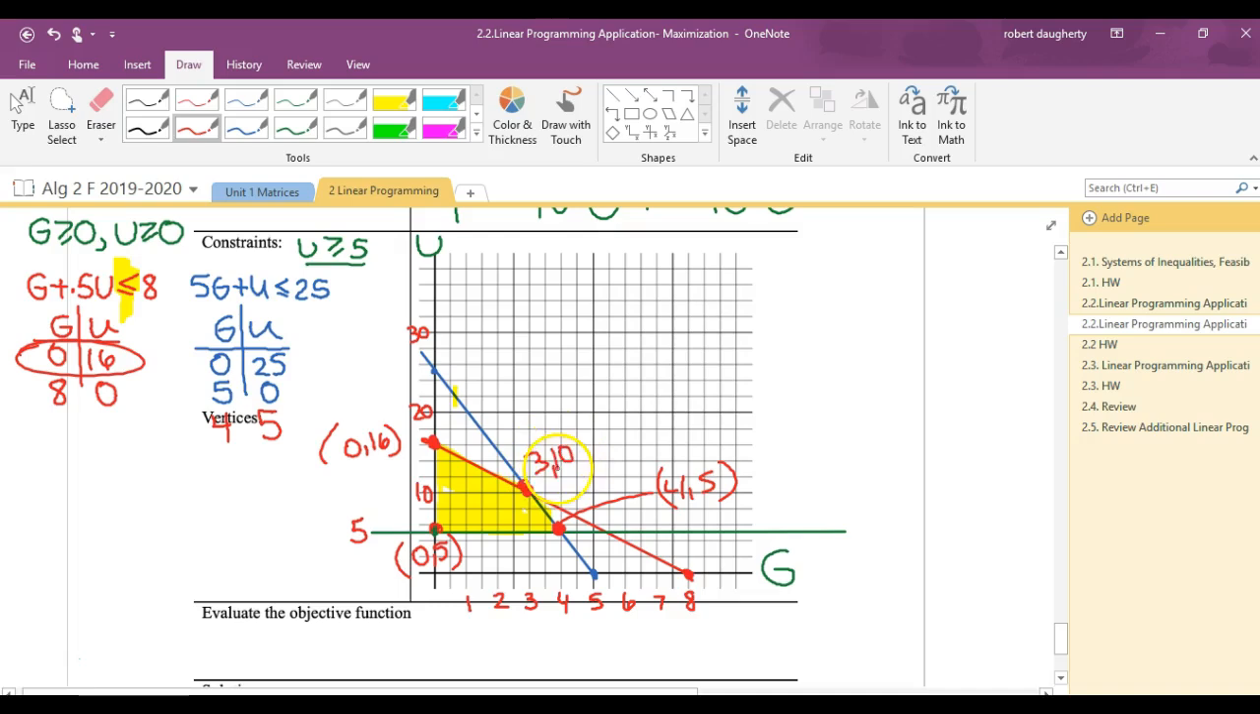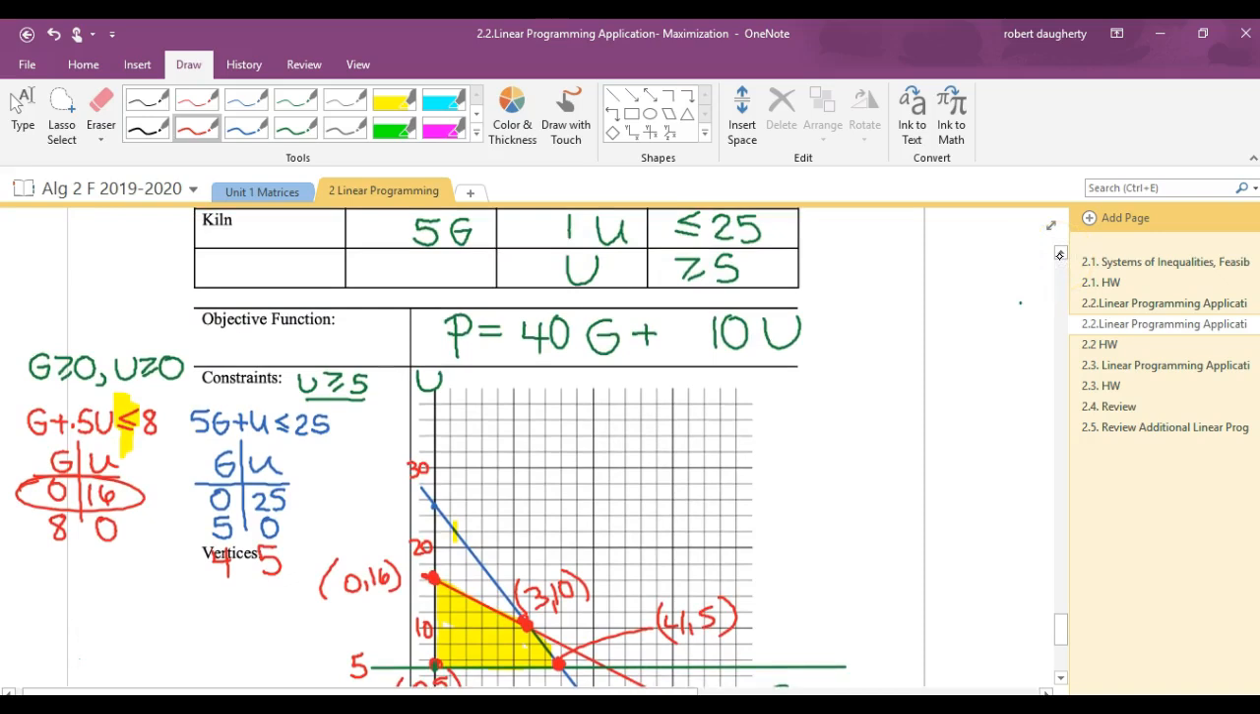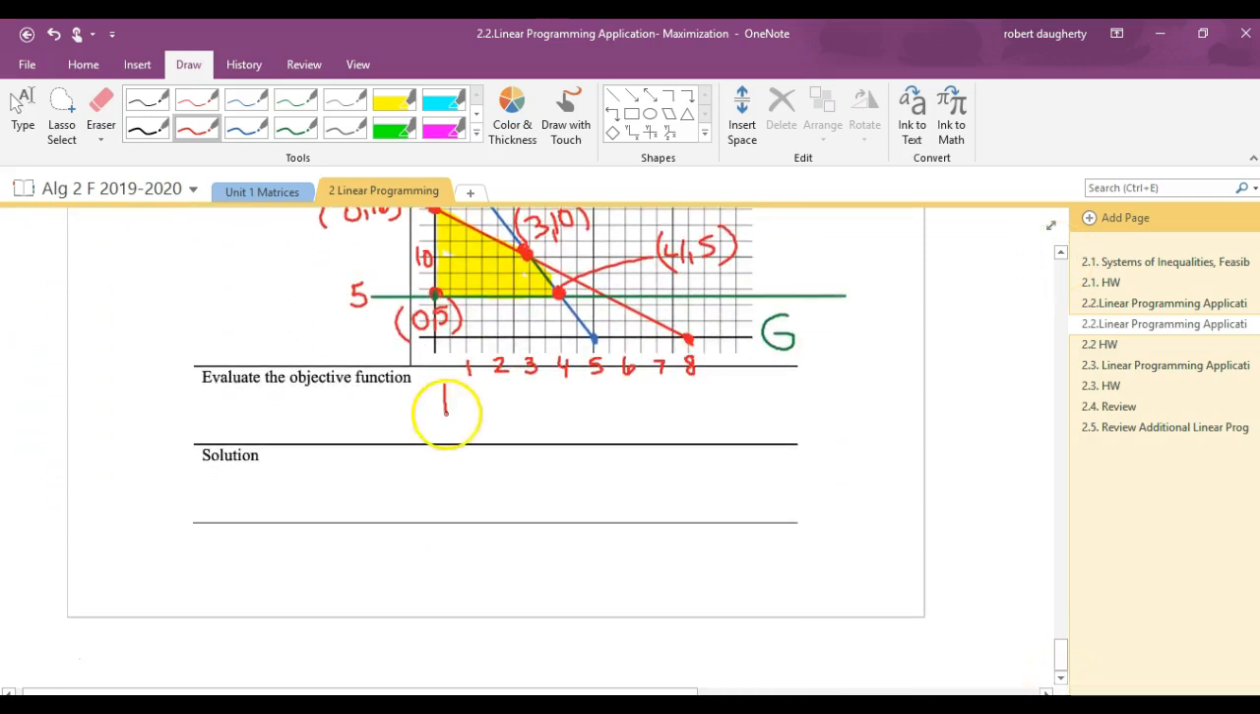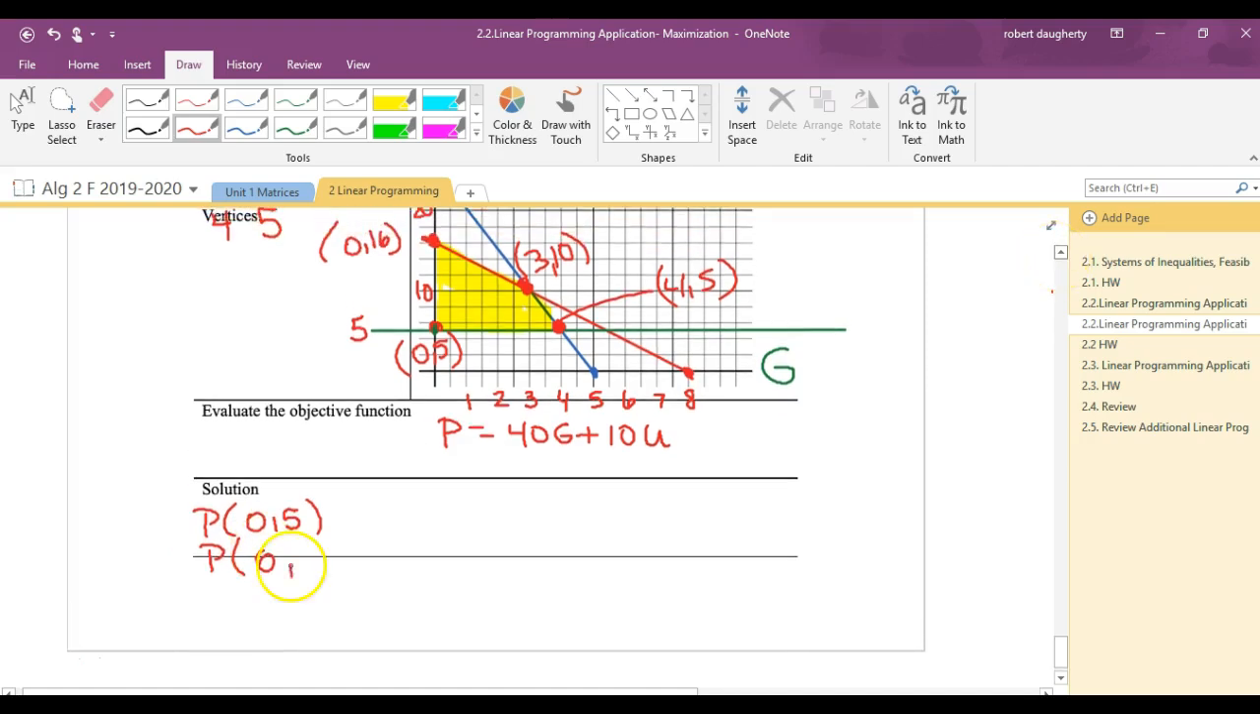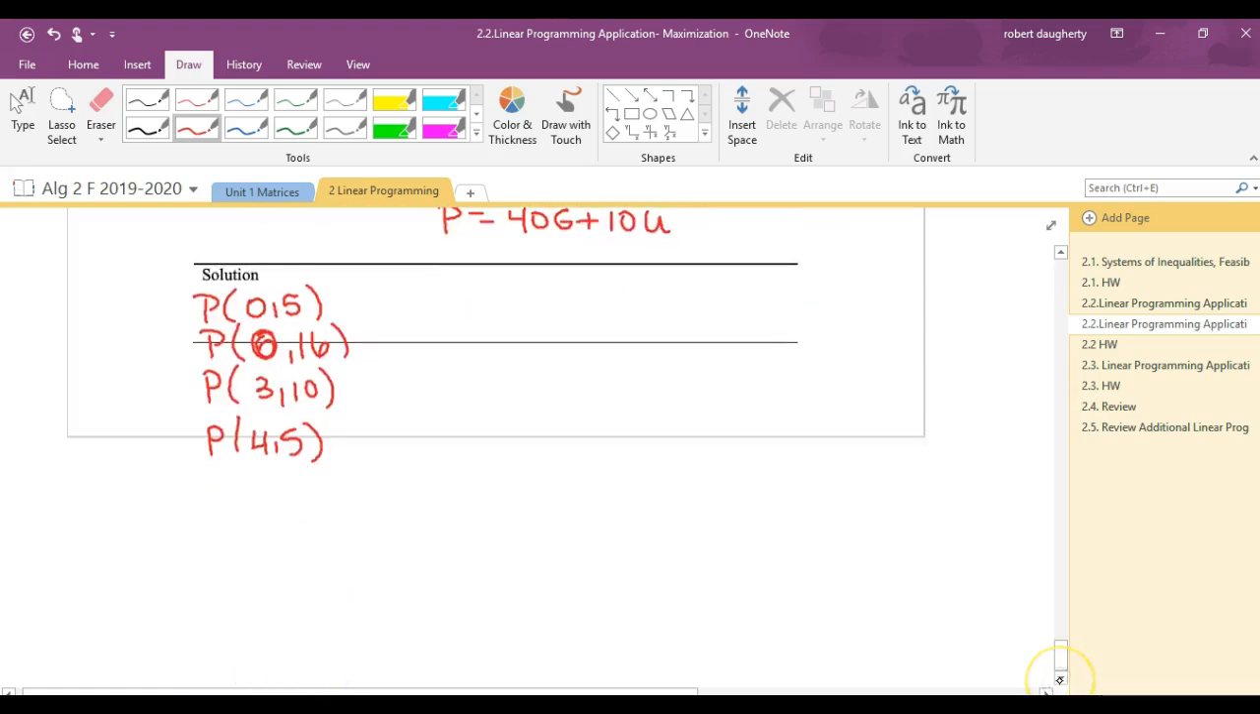That's 3, 10. And what was my objective function? My objective function was 40g plus 10u. I need to figure out what this objective function is at 0, 5. What is this function at 0, 16? What is this function at 3, 10 and 4, 5? So let's evaluate and we should be done.